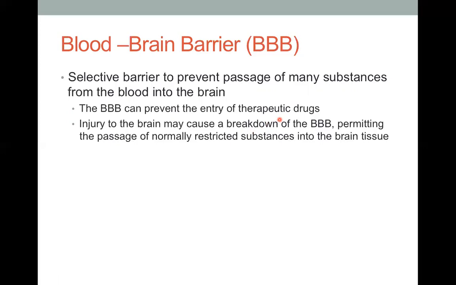An injury to the brain also can cause the breakdown of the blood-brain barrier. This injury could be a traumatic injury. It could be due to inflammation or toxins, and it can lead to the breakdown of the blood-brain barrier. That would allow the passage of things that are normally restricted from the blood into the brain tissue. This is thought to be the mechanism of how HIV enters the brain when we get this breakdown in the blood-brain barrier.